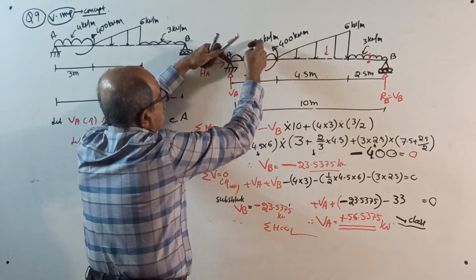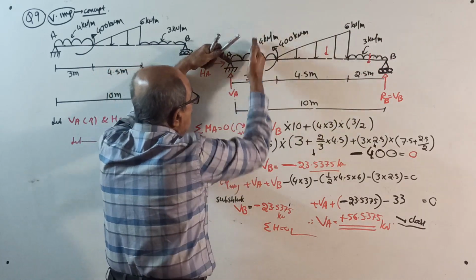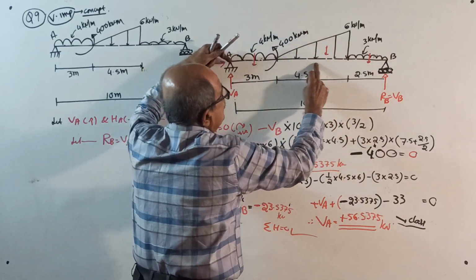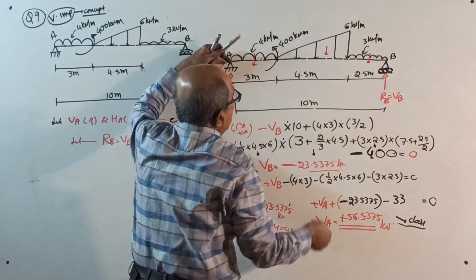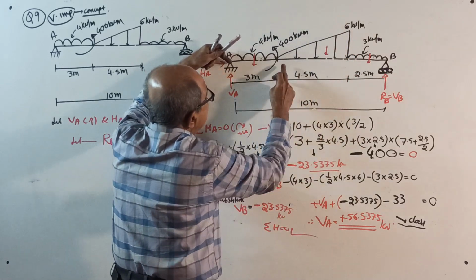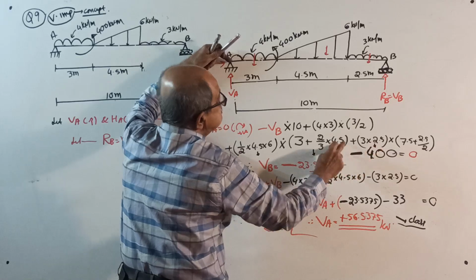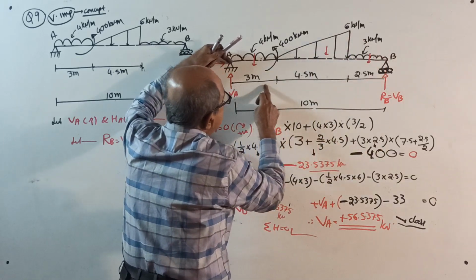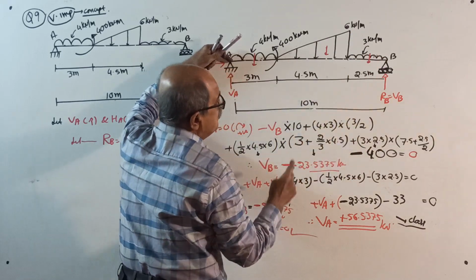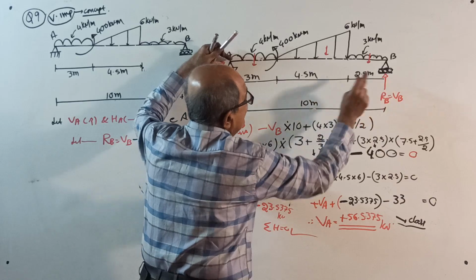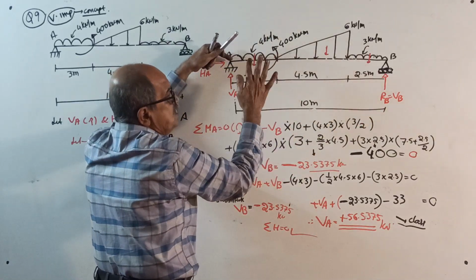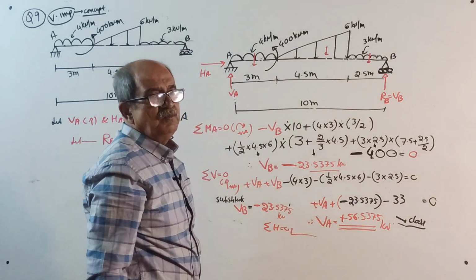plus total load. 4 into 3 is the load, into half of 3, plus half into 4.5 into 6 is the total load, into 3 plus 2/3 of 5. 3 into 2.5 is the total load, into 7.5 plus half of 2.5, or 10 minus half of 2.5. Then minus 400 into, equal to 0.